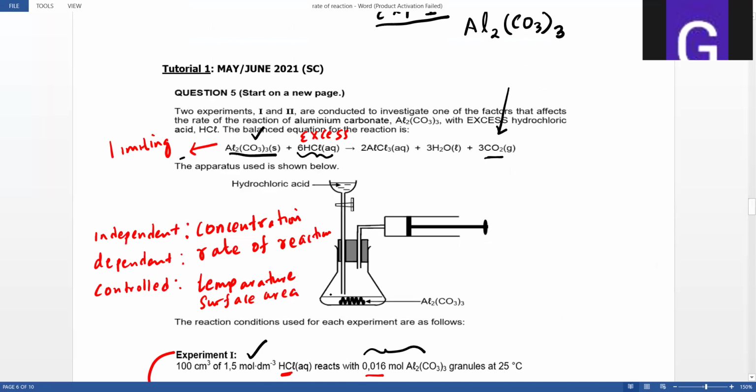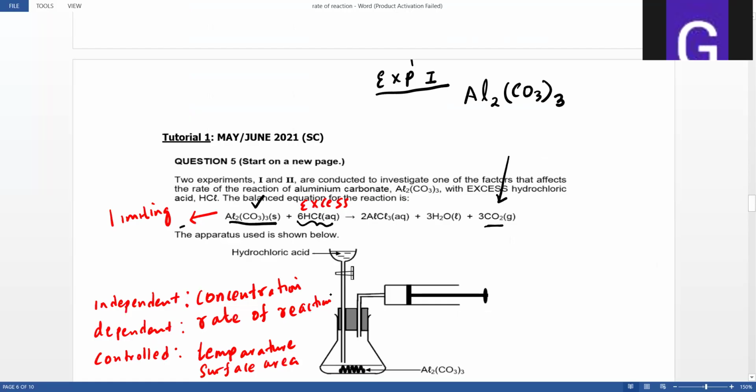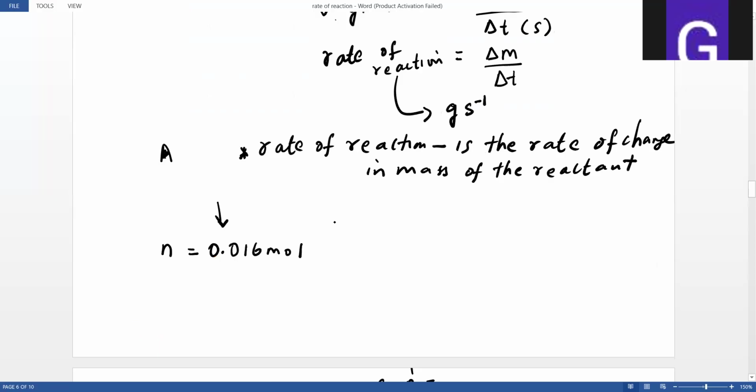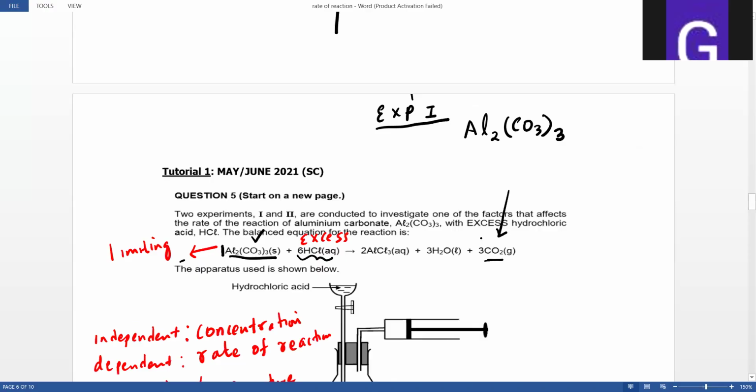So since we know the number of mole of aluminum carbonate, we'll use it to compare it with the carbon dioxide in terms of the reaction. So let us look at the aluminum carbonate from the reaction. We compare it with carbon dioxide, because remember, this will be used up completely. That's why I'm using it, unlike hydrochloric acid. So according to the mole ratio, 1 mole of aluminum carbonate will produce 3 mole of carbon dioxide. So it means we have 1:3.